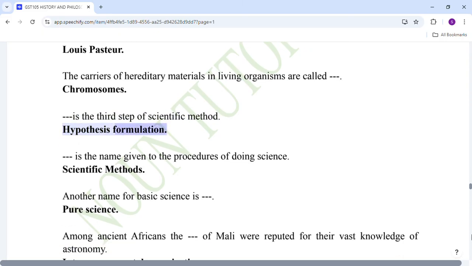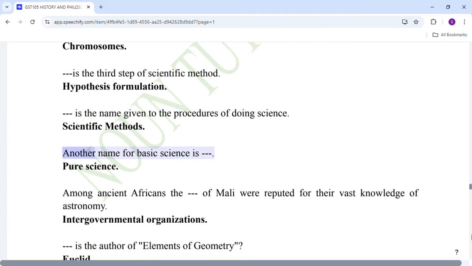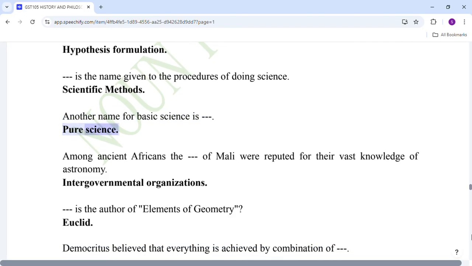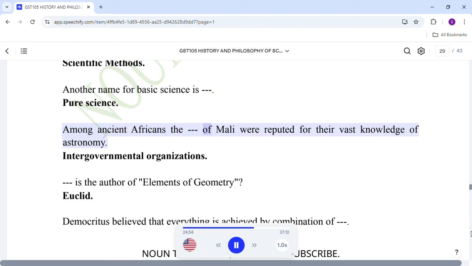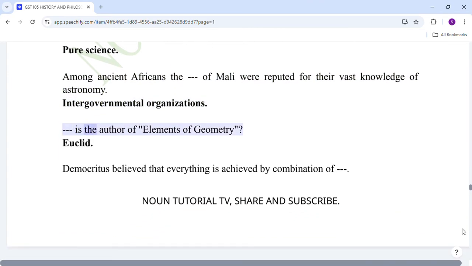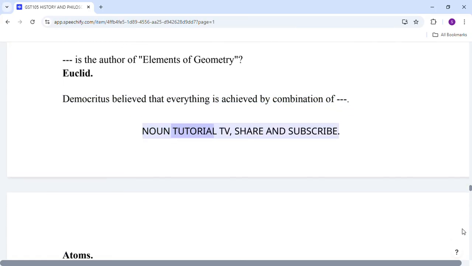Hypothesis formulation. Is the name given to the procedures of doing science. Scientific methods. Another name for basic science is pure science. Among ancient Africans, the dash of Mali were reputed for their vast knowledge of astronomy. Is the author of Elements of Geometry. Euclid. Democritus believed that everything is achieved by combination of atoms.